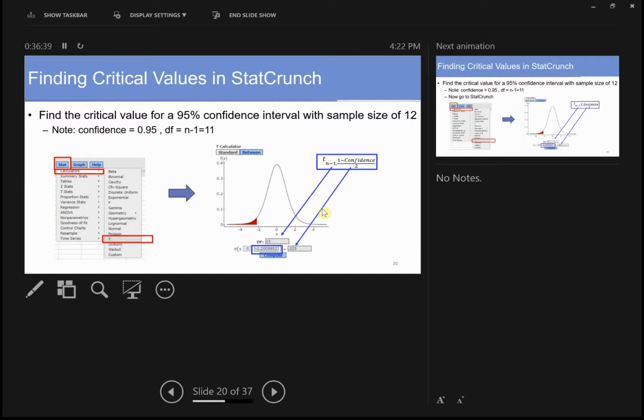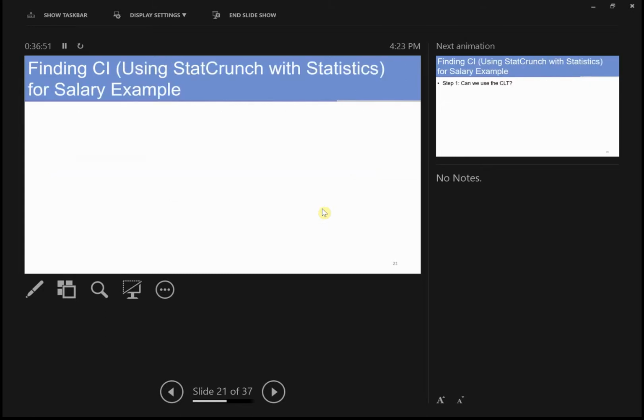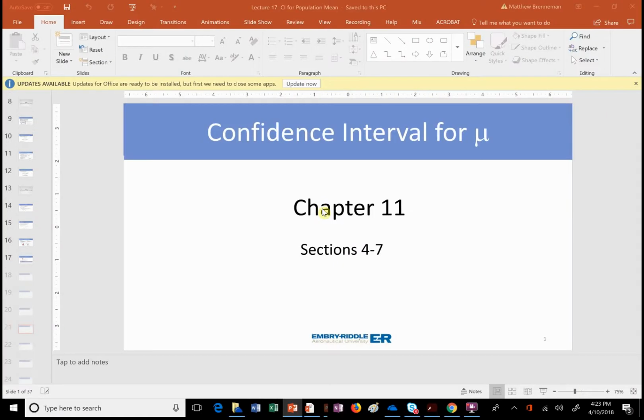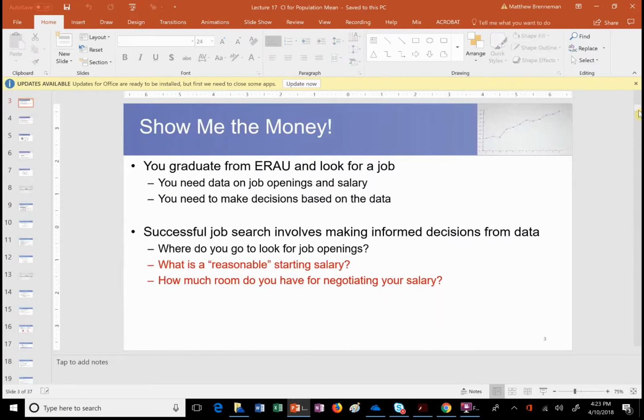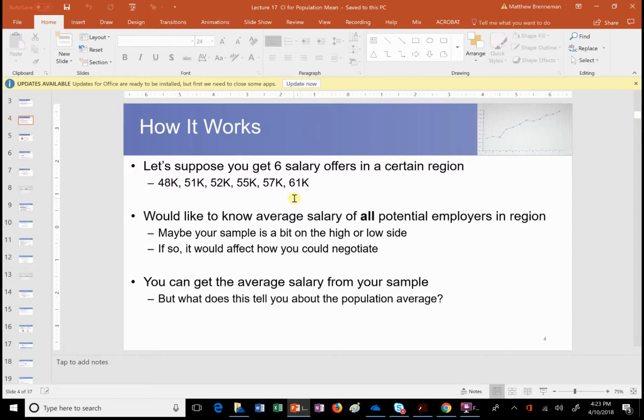So the best way to learn how to do this is really just to do some problems. So any questions before we get into doing some problems? Okay. So let's go ahead and try some. Let's go ahead and take a break. But while we're on break, at the very beginning, go to StatCrunch and enter these salaries right here, for these six numbers, okay? And we'll come back and analyze those.